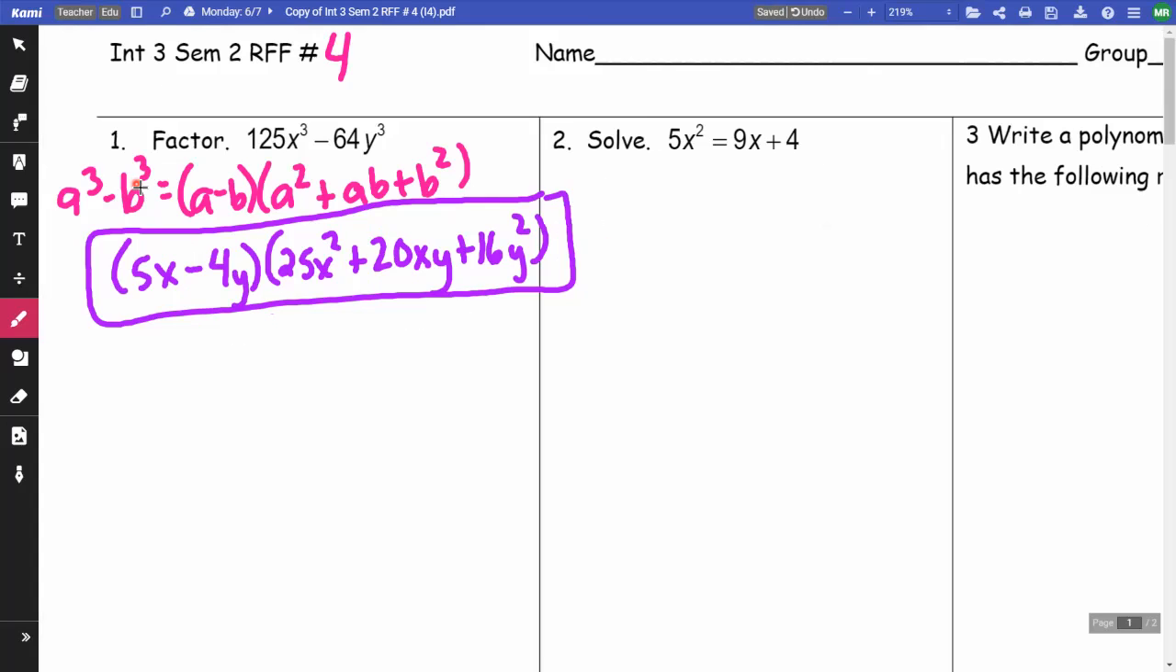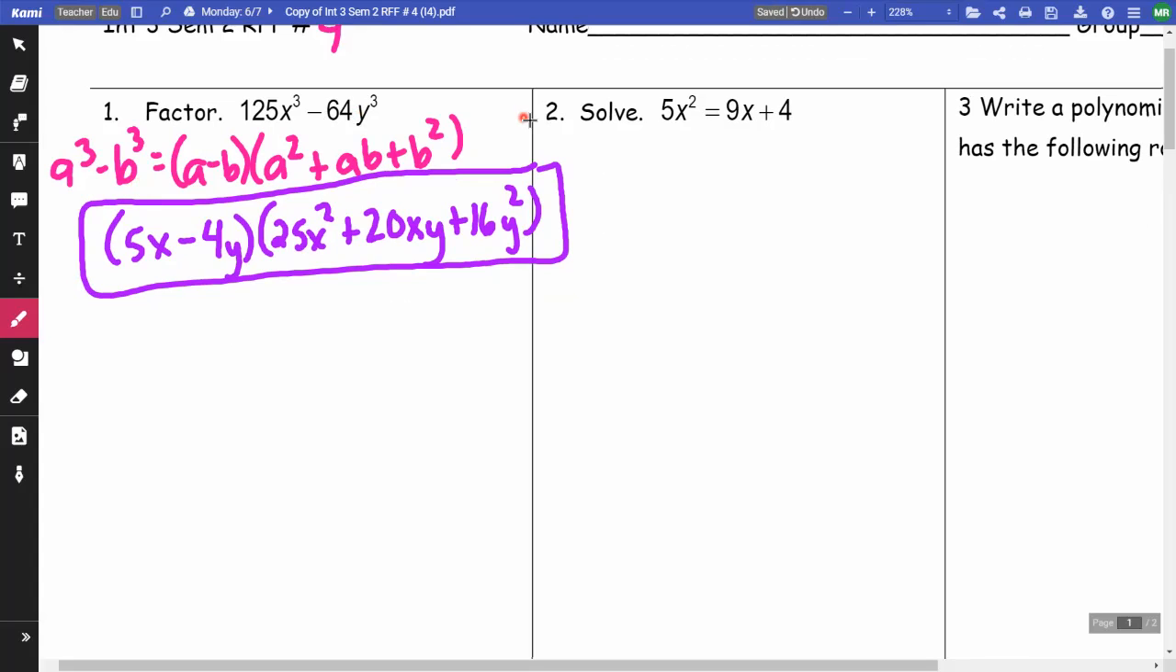On number 2, we are going to solve this quadratic. So first thing I'm going to do is I'm going to have my x squared minus 9x minus 4 equals 0. You want everything on one side, 0 on the other. Let's see if this is factorable. I believe it is factorable.